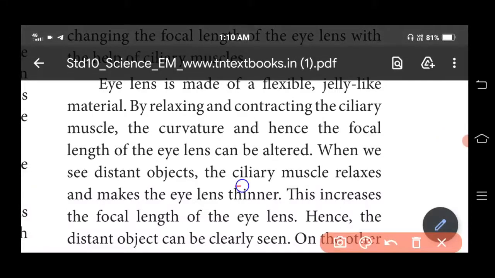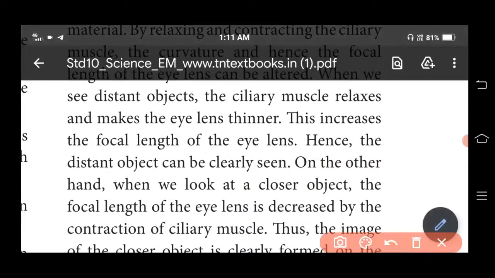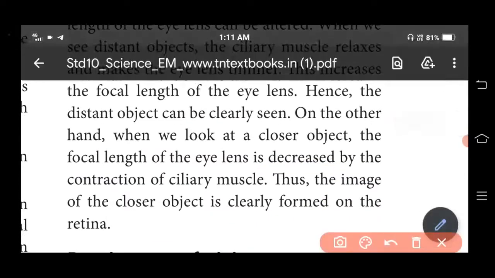Students, the ciliary muscles relax and make the eye lens thinner. So this increases the focal length of the eye lens, and hence the distant object, very important, can be seen clearly. On the other hand, when we look at the closer object, the focal length of the eye lens is decreased by contraction of the ciliary muscle. Thus the image of the closer object is clearly formed on the retina.